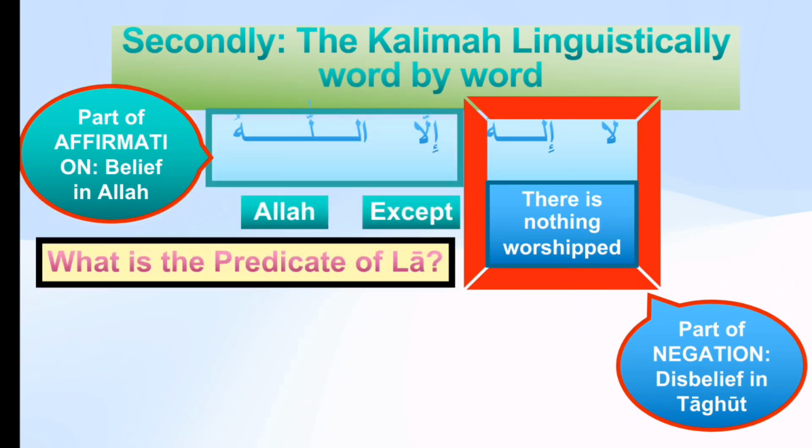So this is the part of affirmation or belief in Allah. Now, before we go ahead, there's something important here that we need to discuss, and that is, what is the predicate of la here? Like we discussed before, the predicate of la is often omitted if the meaning is understood. We saw that in la rajula fil bayt, the predicate was present, that there's no man present in the house. That's what's understood automatically. So that's why it was omitted. You don't need to say there's no man present. It's enough to say there's no man in the house.